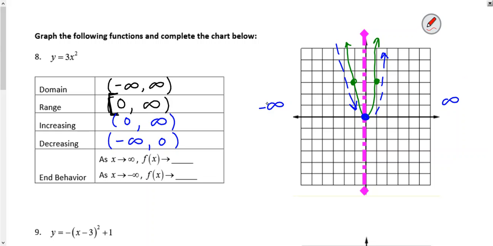End behavior is just asking what direction are your arrows pointing. So where x is positive infinity, remember positive is to the right. So on the right side of my graph, I'm pointing up, positive infinity. As x approaches negative infinity, so on the left side, my left arrow is still pointing up, positive infinity.